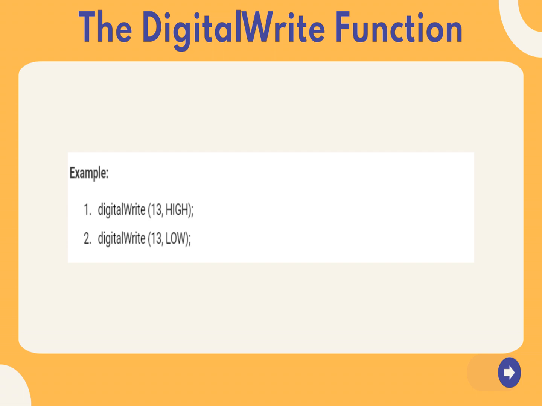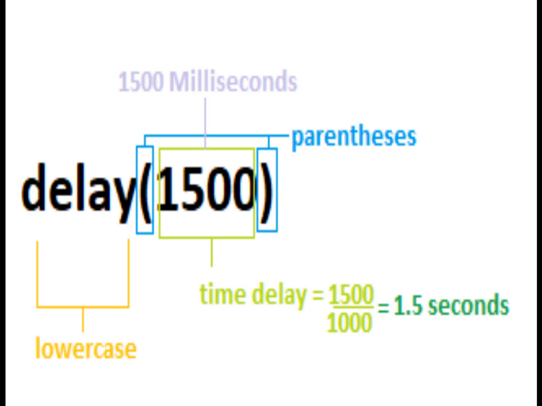Moving on to the next function, we have the delay function. The delay function is a blocking function that pauses the program from doing a task during the specified duration in milliseconds. For example, delay 2000. Remember that 1 second is equal to 1000 milliseconds. Hence, the above line of code will provide a delay of 2 seconds, not 2000.